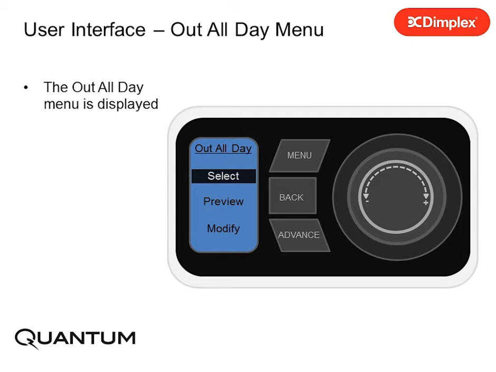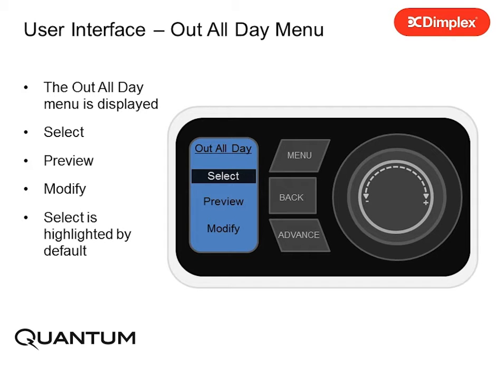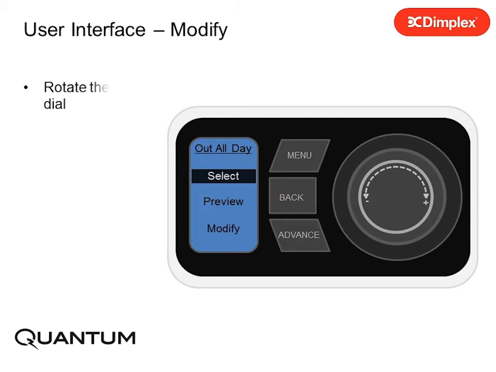The Out All Day menu is displayed. Select is highlighted by default. Rotate the selector dial and highlight Modify. Press the selector dial.